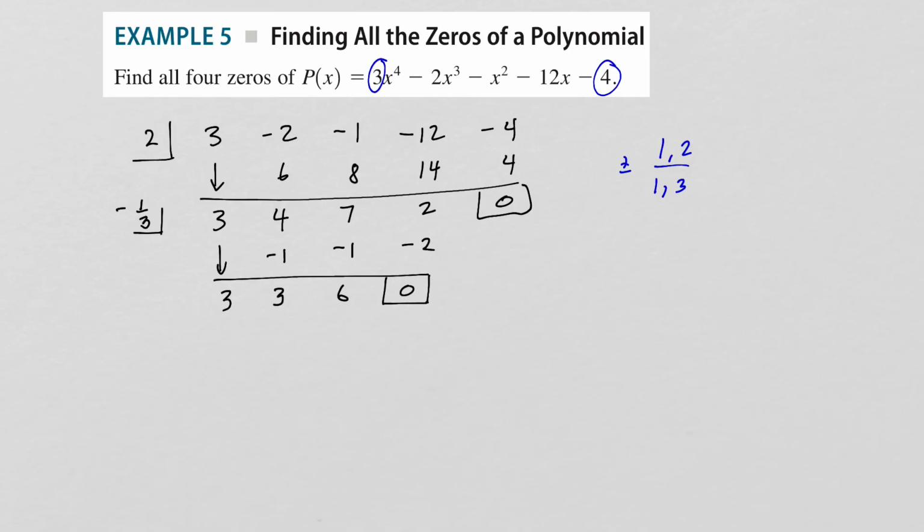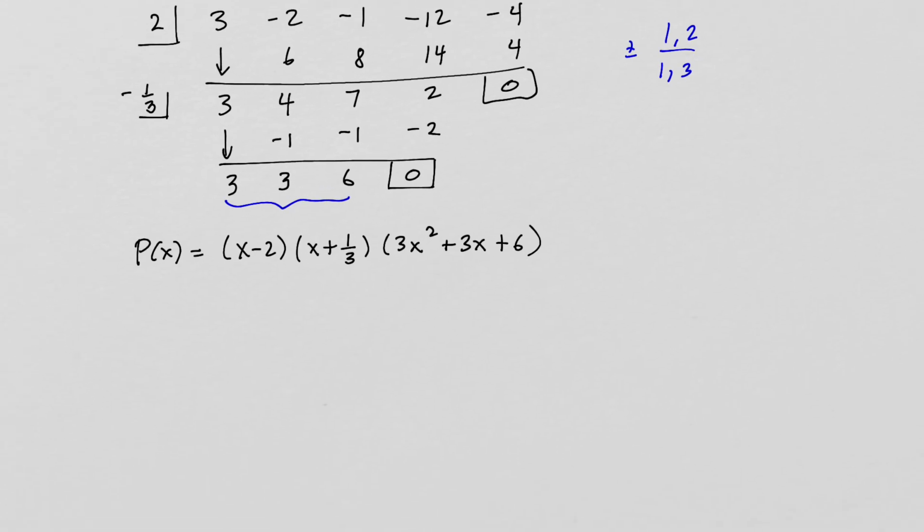Now, as soon as we get to 3 numbers left, we know that this is a quadratic. So that means that we can now factor p of x into x minus 2 times x plus 1/3 times 3x squared plus 3x plus 6. Now we're going to find the zeros for the last part here. Notice that there's a 3 that we can factor out. If I pull that 3 out to the front of this polynomial, this will become x squared plus x plus 2.